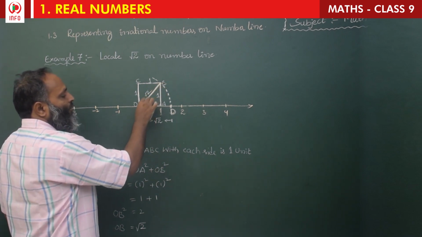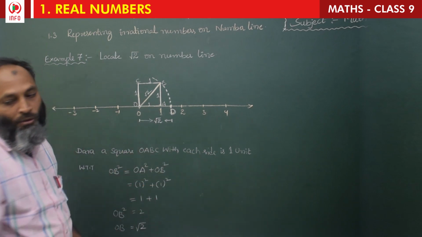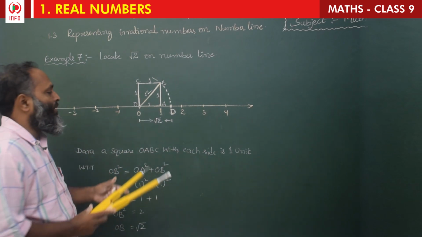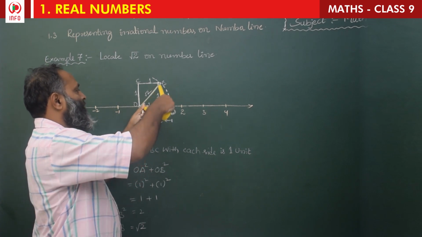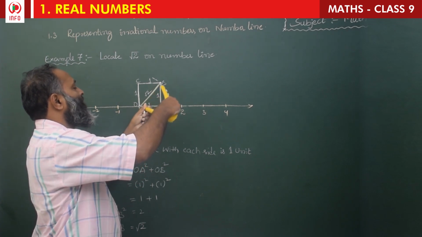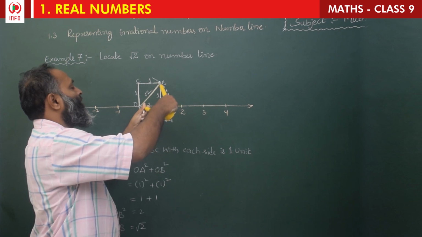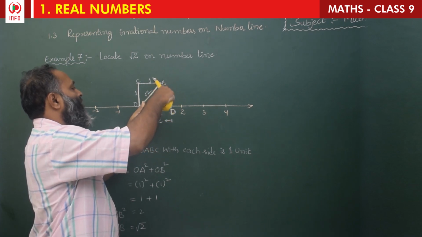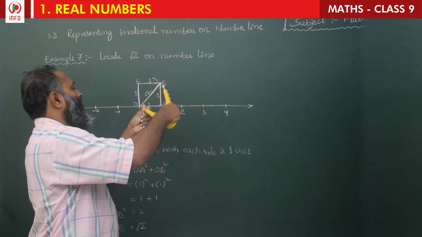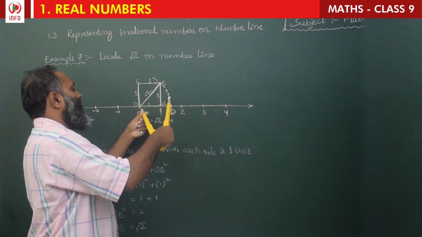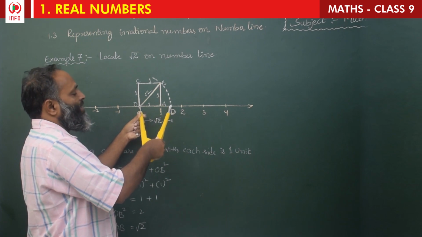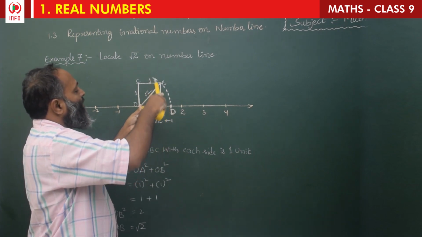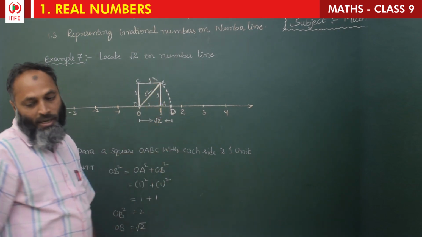OB length is root 2 units. Now, with O as the center, with the help of a compass, and OB, whose length is root 2 centimeters, as the radius, draw an arc which cuts OA, the number line, at a point D.